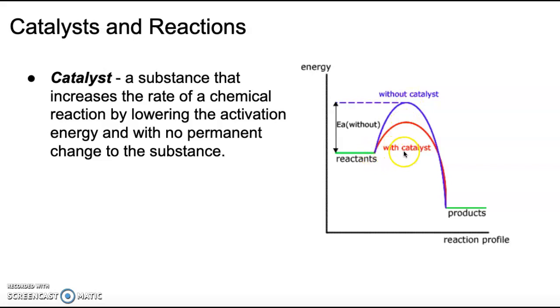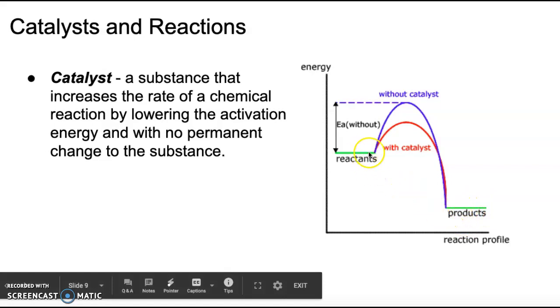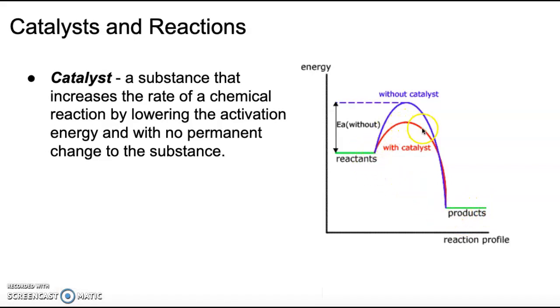When you add a catalyst, what happens is you're reducing the amount of energy that's required to turn the reactants into the products. So you can see that the reaction starts and ends at exactly the same place, but it doesn't need quite as much energy in order for the reaction to occur. So it lowers the activation energy. The important thing about catalysts is that when you put a catalyst into a reaction, it doesn't undergo any permanent change. So the catalyst is the same before and after the reaction.